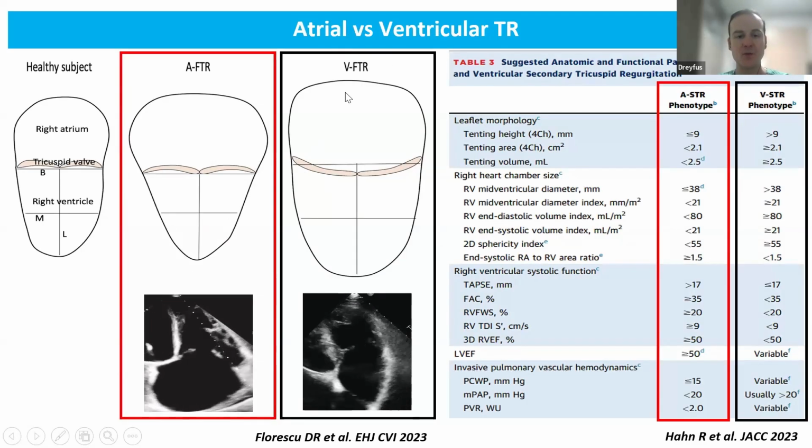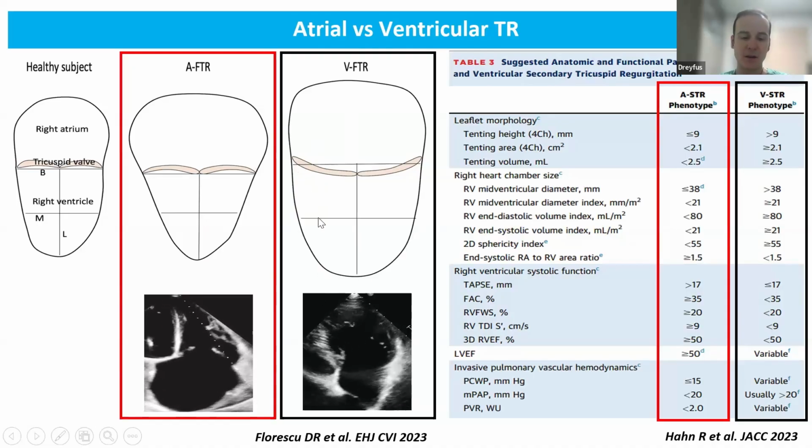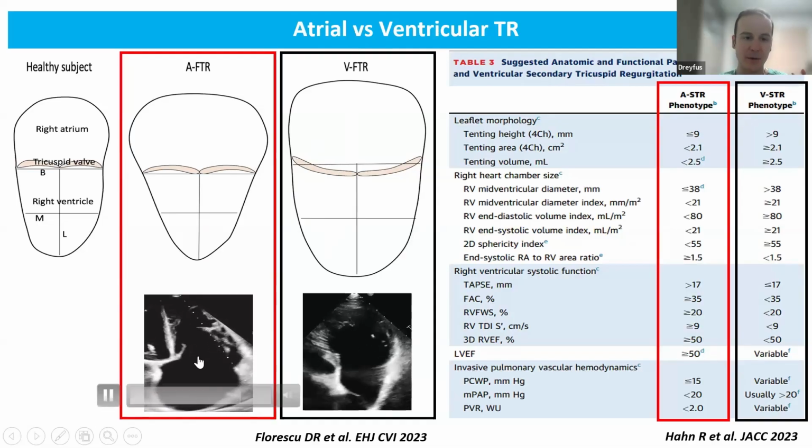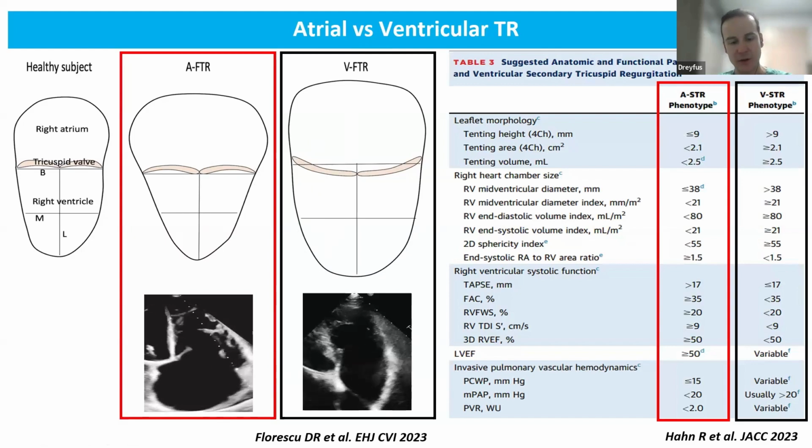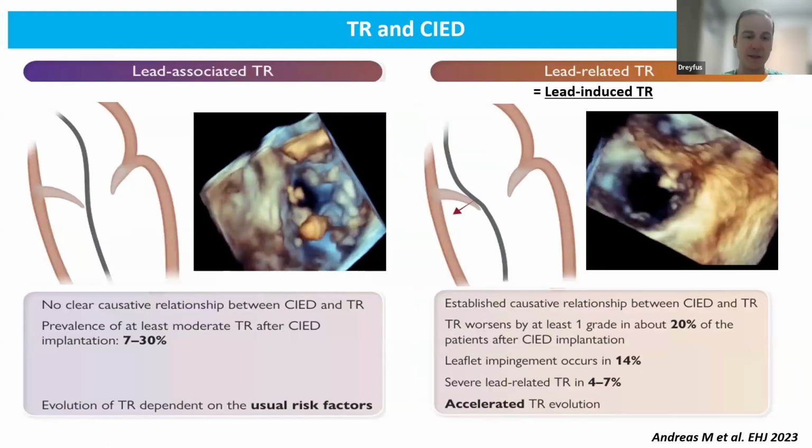On the opposite, in patients with ventricular functional TR, you have a significant remodeling of the right ventricle, which is more ovular, with displacement of the papillary muscle, inducing a tethering of the leaflets. So if we would like to make it simple, atrial functional TR is tricuspid annulus dilation, ventricular TR is more about significant tethering, but unfortunately, most of the patients are in between those two possibilities.